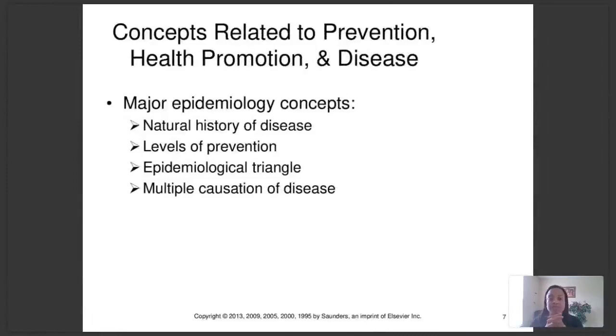So other concepts related to prevention, health promotion, and disease. So we're going to talk about some of these concepts, the natural history of disease. We've been very familiar with the levels of prevention. We're going to talk about the epidemiological triangle. I'm going to show you a short video related to that. And then we're going to talk about multiple causation of disease, which I think a number of us are familiar with.